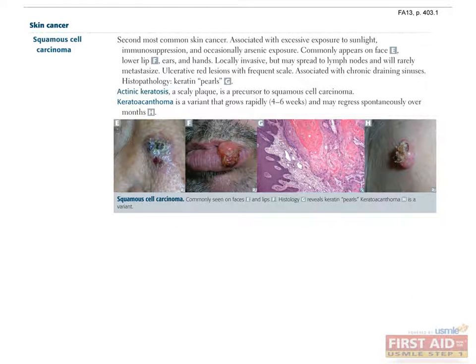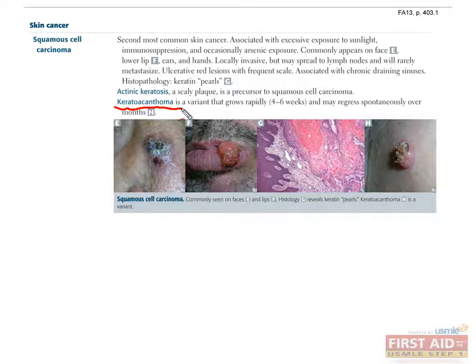Squamous cell carcinoma is a skin cancer that's thought to arise from another skin lesion that we just discussed. Do you remember which one? That's right, actinic keratosis. A variant of this theme is a keratoacanthoma, which usually grows fast over the course of weeks, but then regresses within weeks after that.